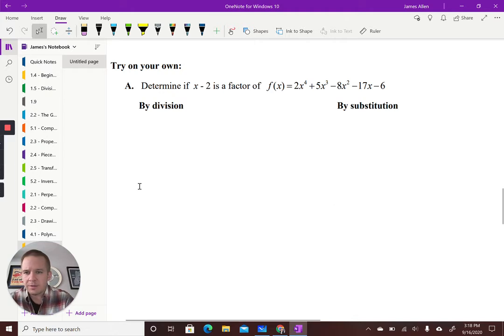So I've been talking all about how we can do it by division, or we can do it by substitution. Let's actually do this. We're going to try these here. I'm going to work out the first one, pausing it since we've done division several times. We'll go over that one, and then we'll talk about the substitution way, okay? That means pause the video and try the problem on your own.